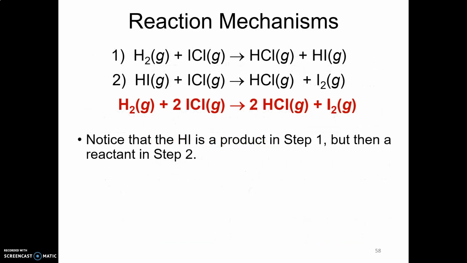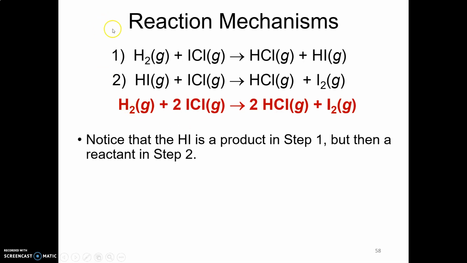So here we have a reaction mechanism. The reaction is in red. We've got hydrogen gas reacting with 2 moles of iodine chloride gas, and then 2 moles of hydrochloric gas, and then iodine gas. Now, this cannot happen in a single step. The problem is that, if you look here, you essentially have 3 reactants: hydrogen and 2 moles of ICl. This is a 3 reactant equation. That doesn't tend to happen in one step.